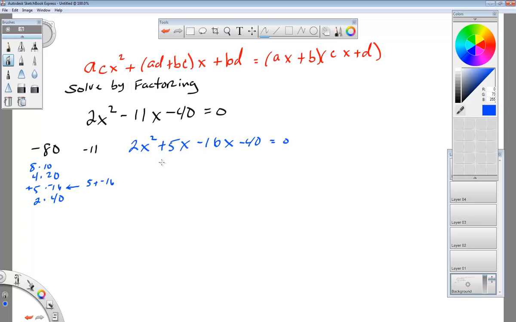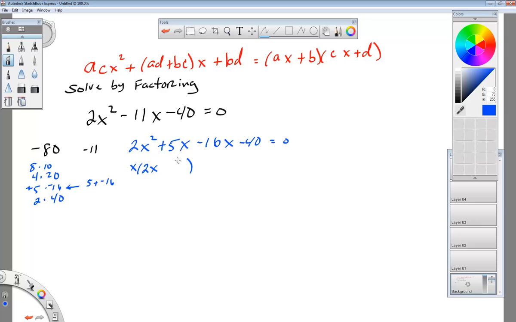Now watch what happens next. What I'm going to do is split this into two sections. This section here and this section here. So I'm going to take the 2x squared plus 5x, and I'm going to pull an x out of that. Okay? Because there's an x found in these two things here, but I can't factor out a 2 because it's a 5. So I say x times what is 2x squared? That would be 2x.